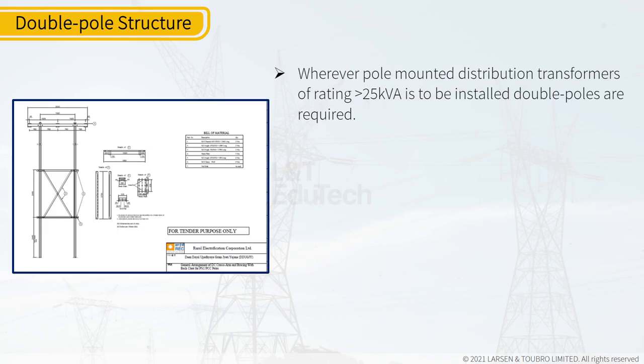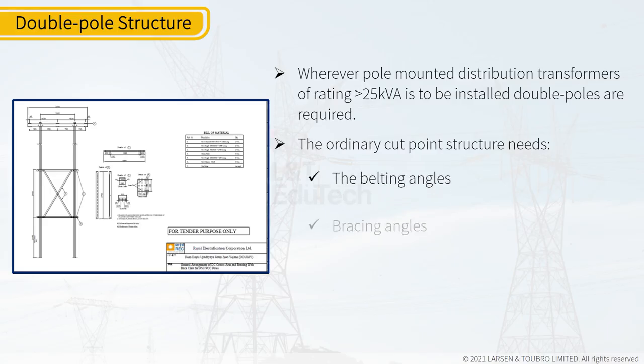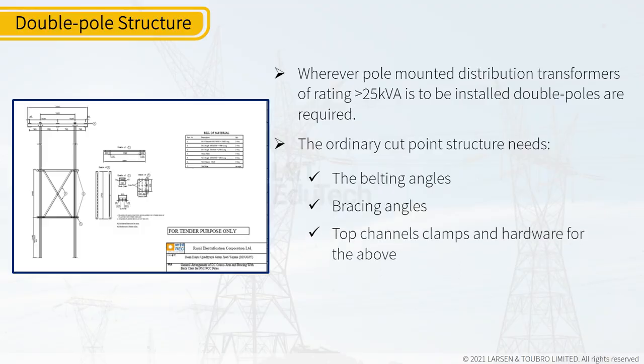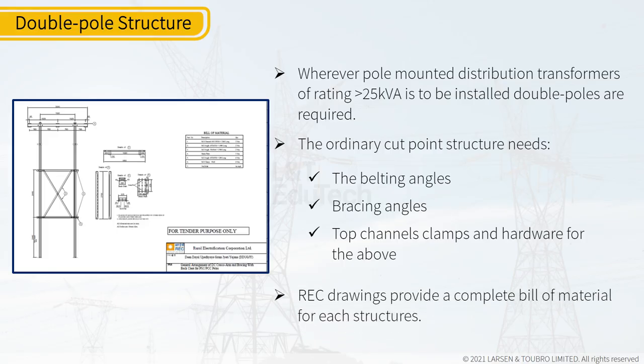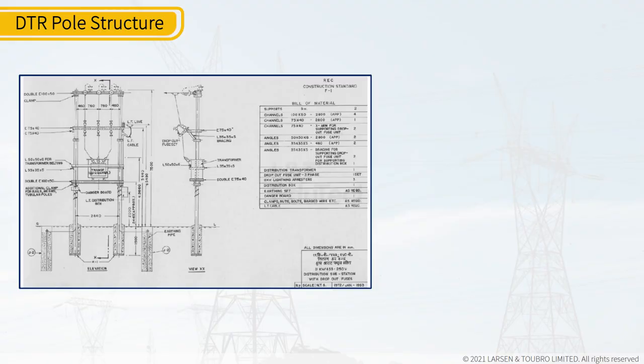Wherever pole-mounted distribution transformers of rating greater than 25 kVA are to be installed, double poles are required. The ordinary cut point structure needs the belting angles, bracing angles, top channel clamps, and hardware for the above. REC drawings provide a complete bill of material for each structure. Next, let's learn about the DTR pole structure in detail.